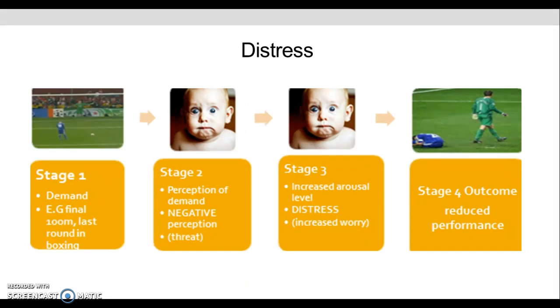Distress is similar, so there's demand, so this could be the last round in boxing or the final 100 metres. The perception of demand, again, is stage 2, but this time it's a negative perception. And stage 3, again, the arousal levels increase, but it's distress, and the outcome of this is their performance is decreased.